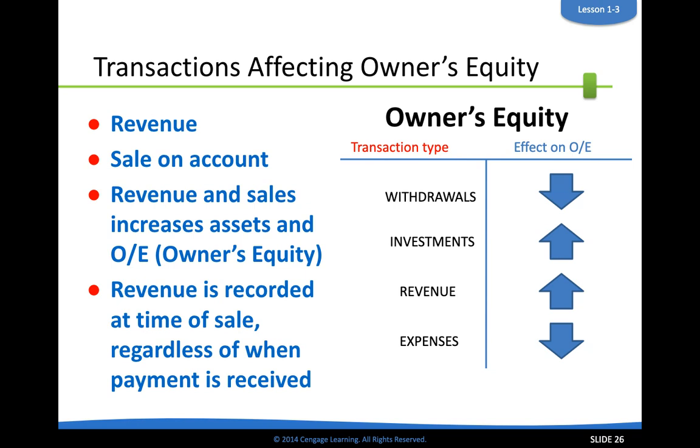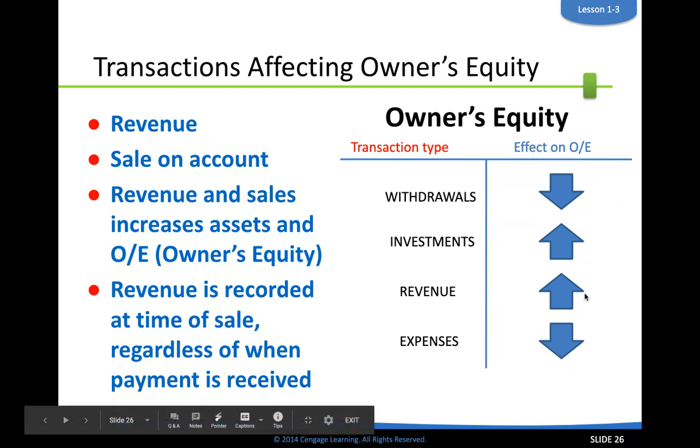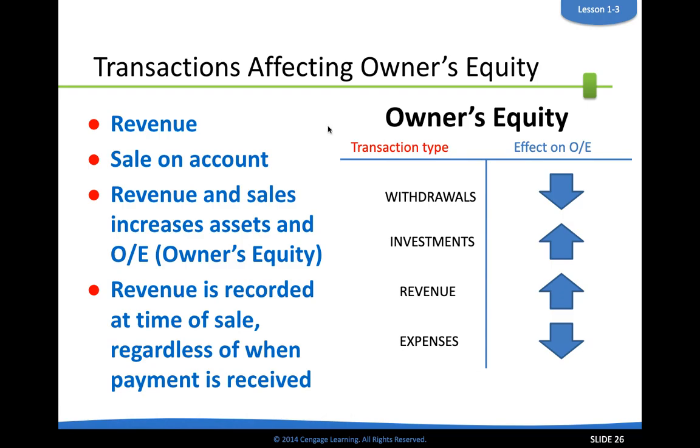In general, revenue and even sales on account, just like when he bought supplies from Canyon Office Supplies but didn't pay for them all right away, you still count as revenue, as a sale on account. You count it at the time of sale, not necessarily when you receive the cash, but you classify it a little differently. So revenue and sales on account both increase owner's equity. Revenue is recorded at the time of sale, regardless of when the actual payment is received. This chart is important throughout, so you can refer back to it as you work with these different transactions.